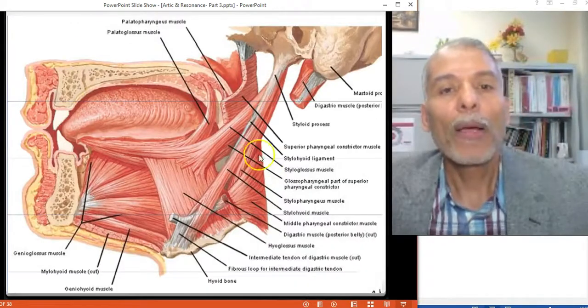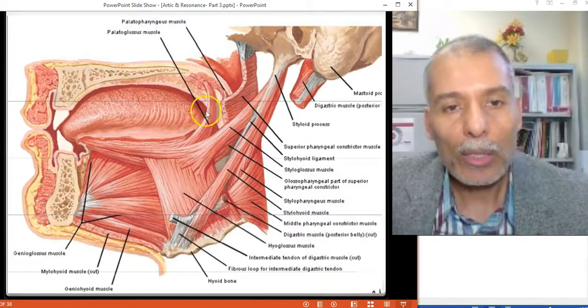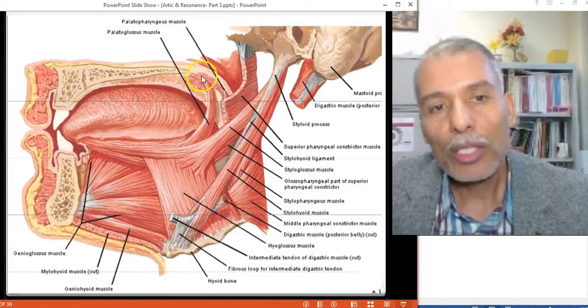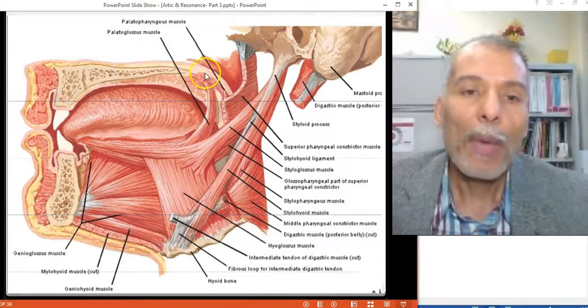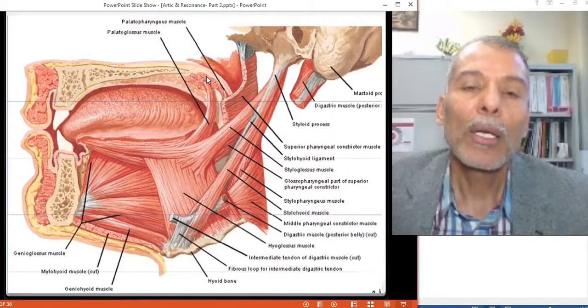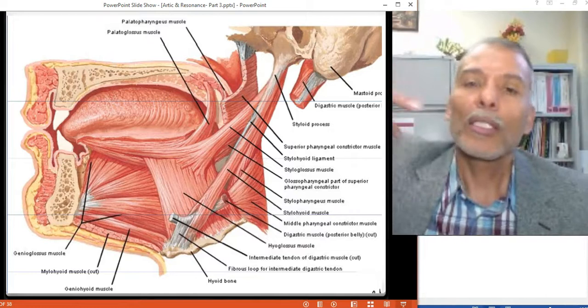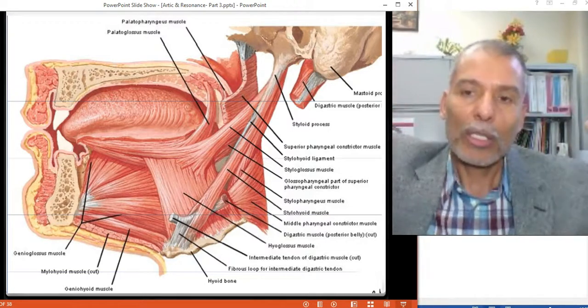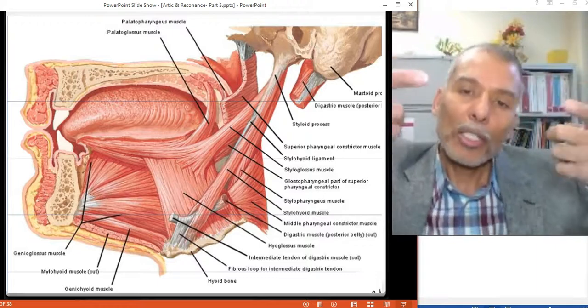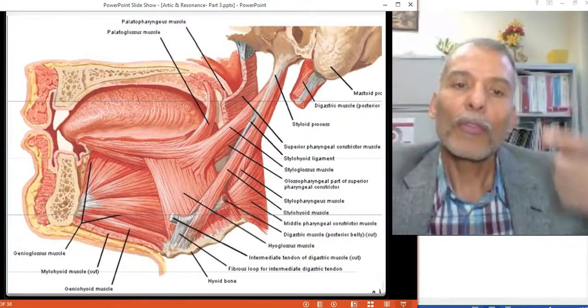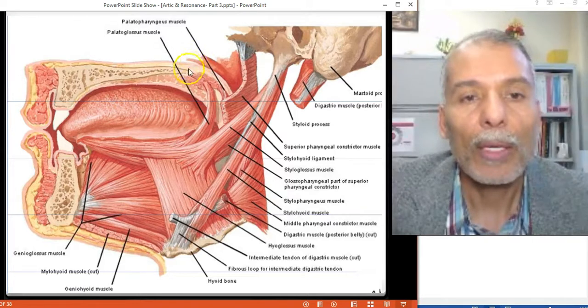So here is the palatoglossus, and posterior to it you have the palatopharyngeus. The palatopharyngeus originates on the anterior lateral margins of the palatal aponeurosis and on the posterior lateral margins of the hard palate. So right there.